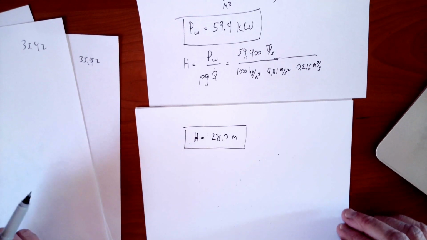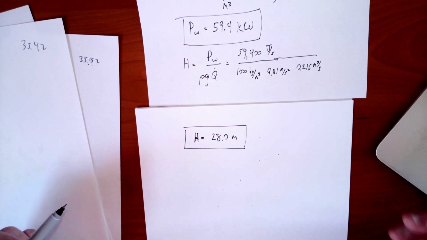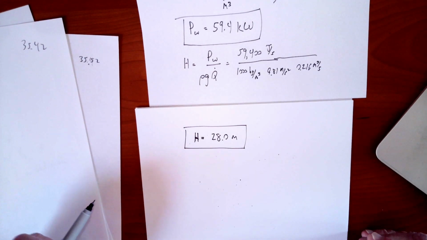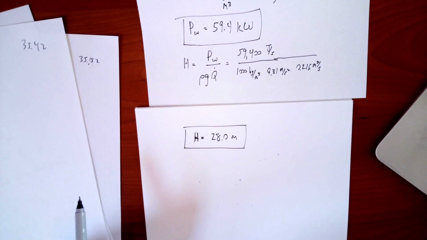But that's the answer. So we use the geometry of the pump, the blade angles, the thickness, and the rotational speed to calculate things like volumetric flow rate, power required, and head pressure, net head. All right, next time we'll just recap.